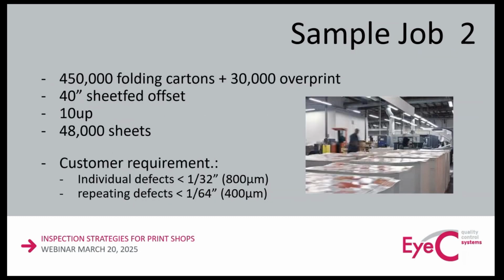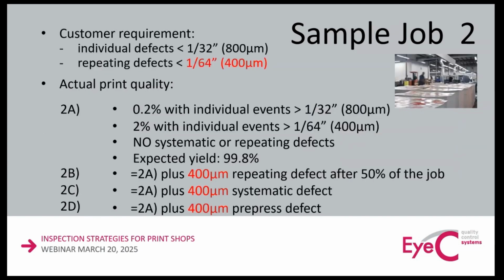Sample job 2 is for the sheet fed world. We're looking at 450,000 folding cartons plus 30,000 overprint to be printed on a 40-inch sheet fed offset press, 10 up, 48,000 sheets. Customer requirement is very similar to the one for the label job, except we are a little bit more forgiving for the repeating defects here. We're not quite as picky.